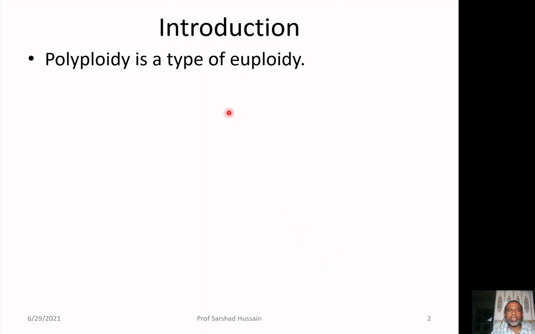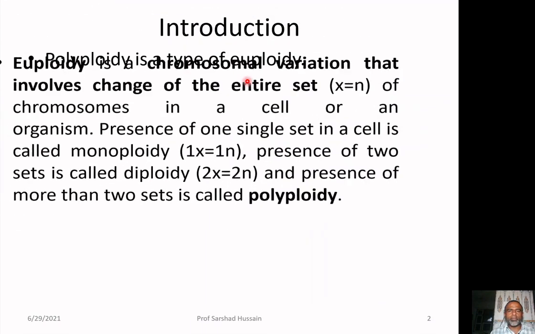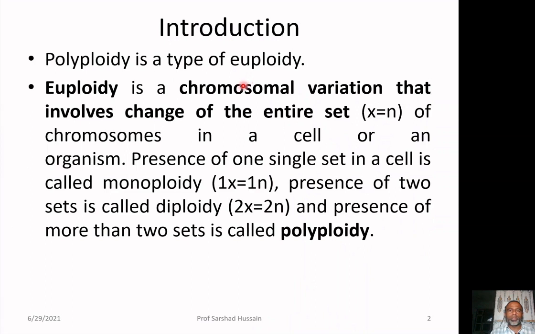Polyploidy is basically a type of euploidy. So, let us see what it is. When there is a change in the entire set of the chromosome, that is called the euploidy. Entire set is designated by x, and this x is also equal to n. We shall see what is the difference between them. So, presence of one single set, if only one set of chromosome is present, it is called monoploidy.